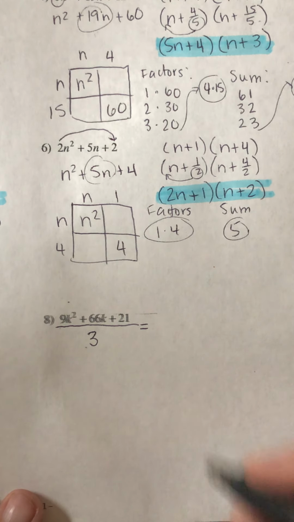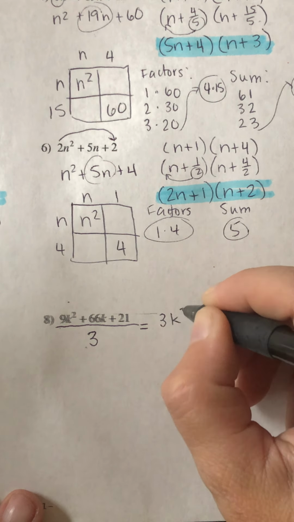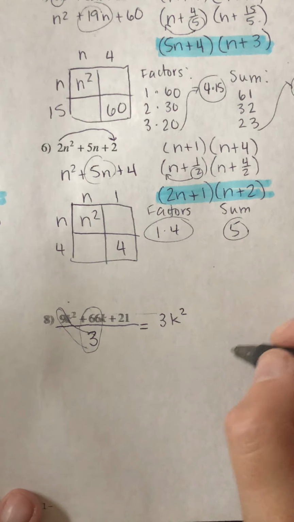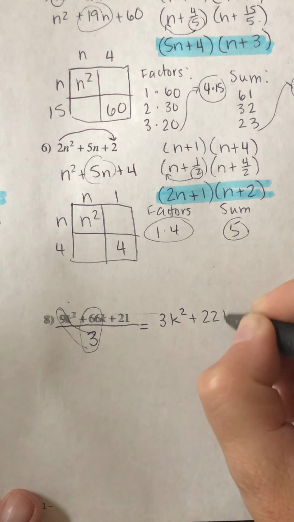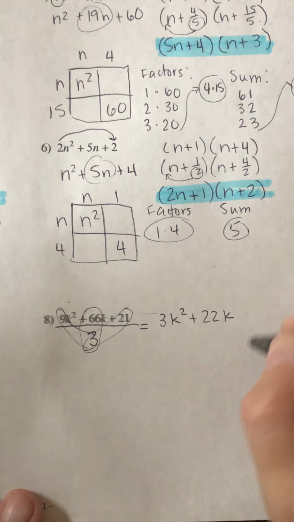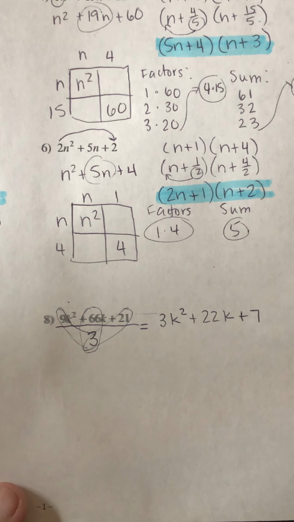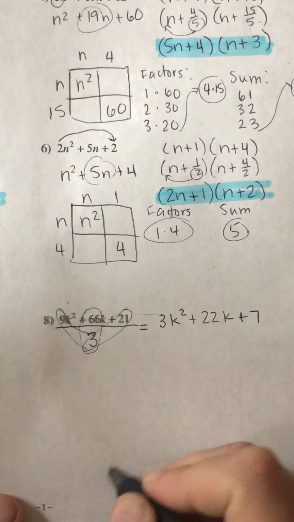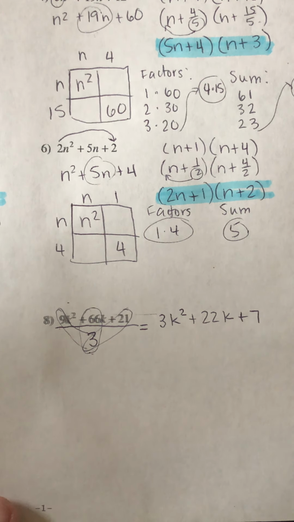So if I do that, I'm going to end up with 3k squared. So really we're just taking our numbers and dividing. Then I'm going to end up with 22k, and then I'm going to end up with 7. That makes this a lot easier to work with. So you can divide by that number at the beginning. But when you go to do your answer, you're going to have to make sure that you put that 3 in the very front. Because if you divided it out at first, of course you're going to have to multiply it back in at the end. But we're just going to put it up front, treat it like it's a distributive property that hasn't been distributed yet.